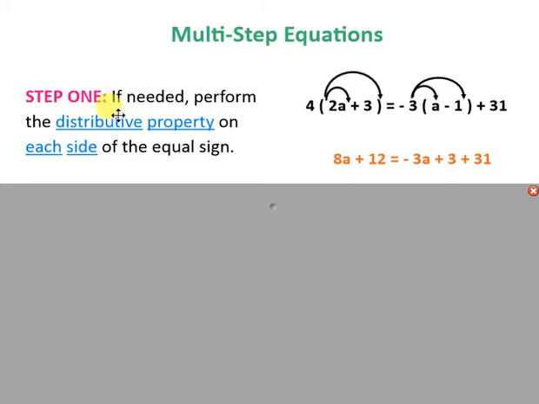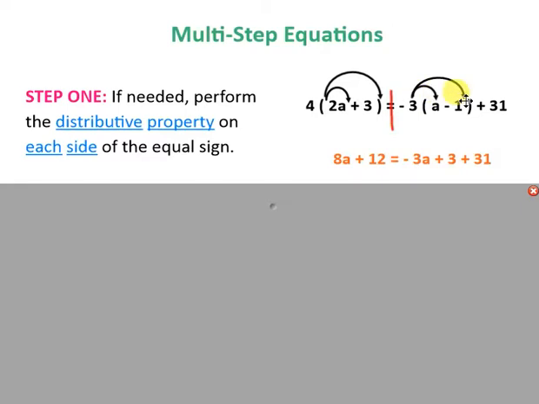So step one. Step one, by the way, is only if needed. So if needed, perform the distributive property on each side of the equal sign. Okay, so here's your equal sign here. So on the left, we do need to go ahead and perform the distributive property. So 4 times 2a is 8a, and 4 times positive 3 is positive 12.